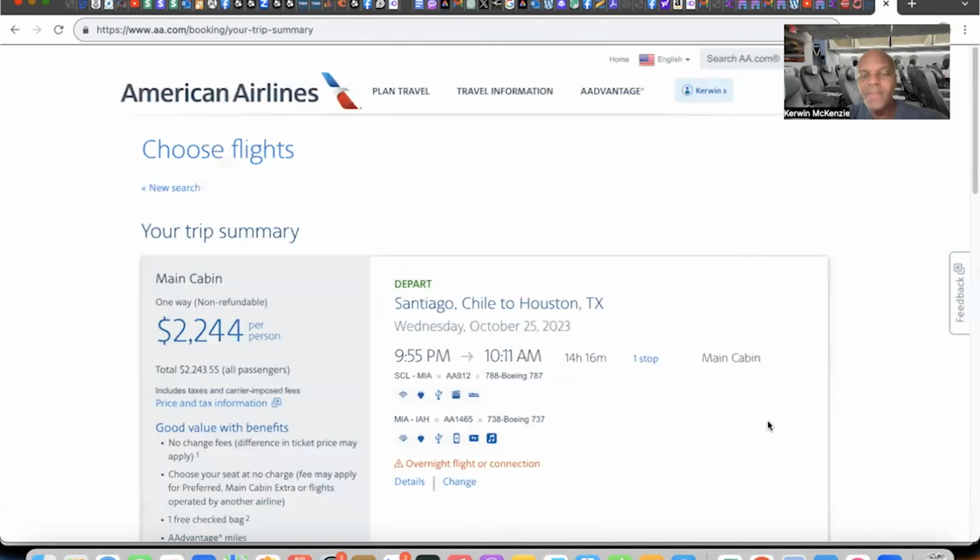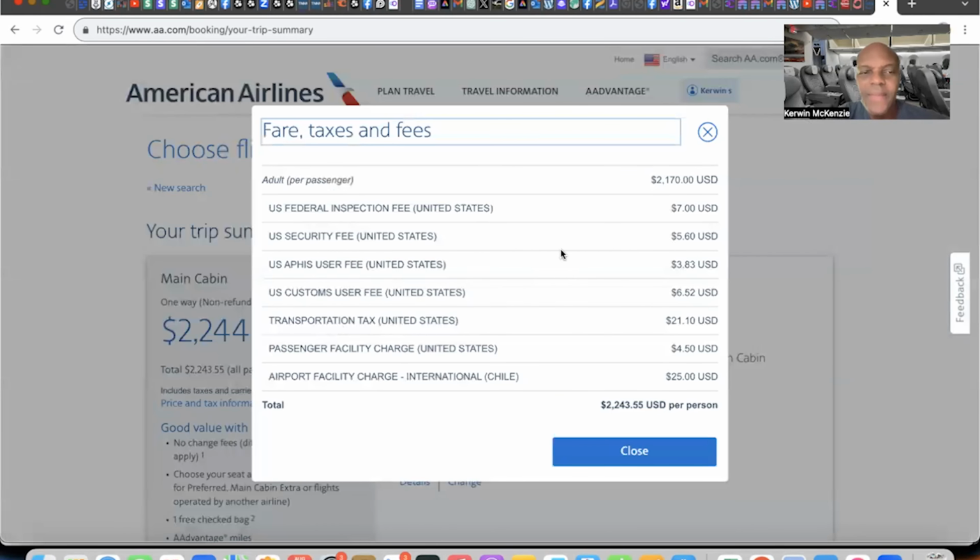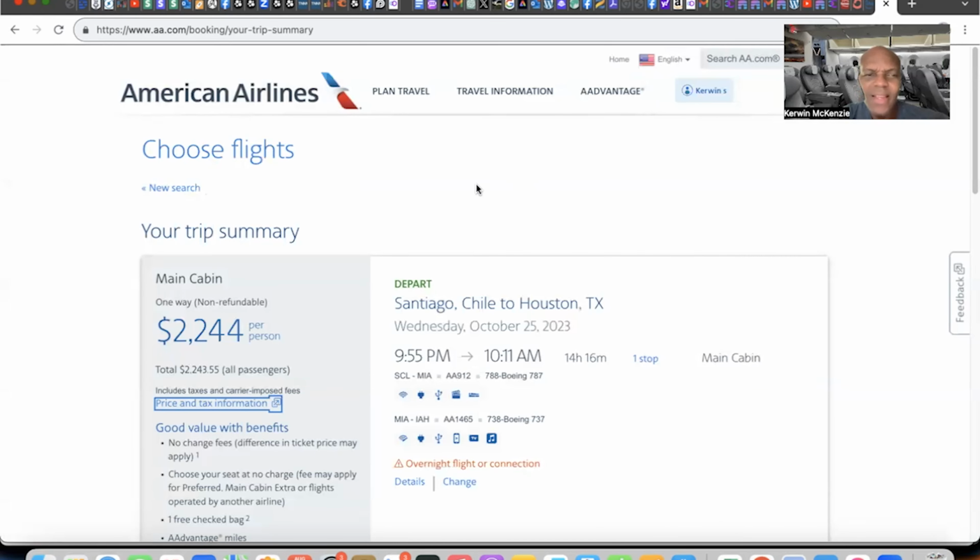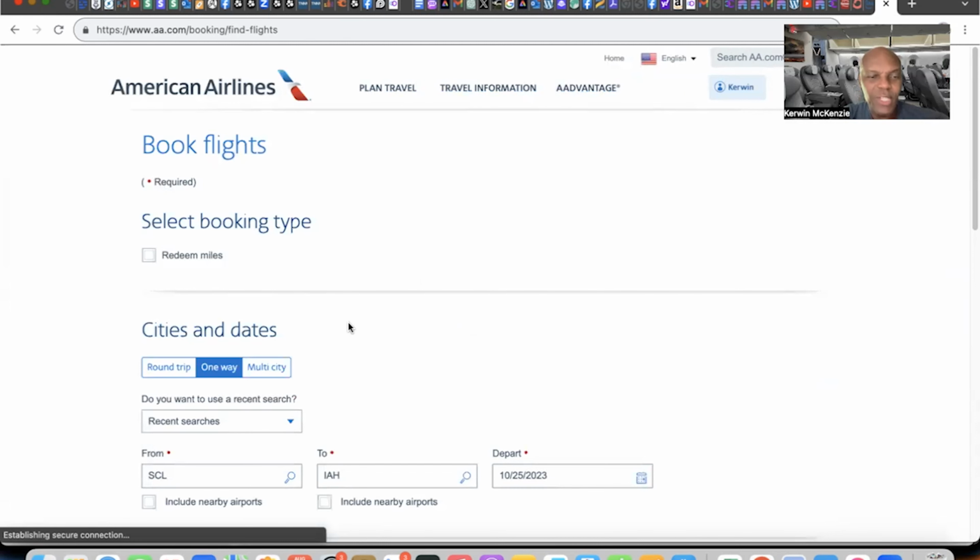We'll stay in main cabin. Let's look at the taxes. Okay, so there is no carrier imposed surcharge on this particular fare. You can see it here. But it's $2,200 to go to South America and back. No, sorry, that's one way. Insane, absolutely insane.